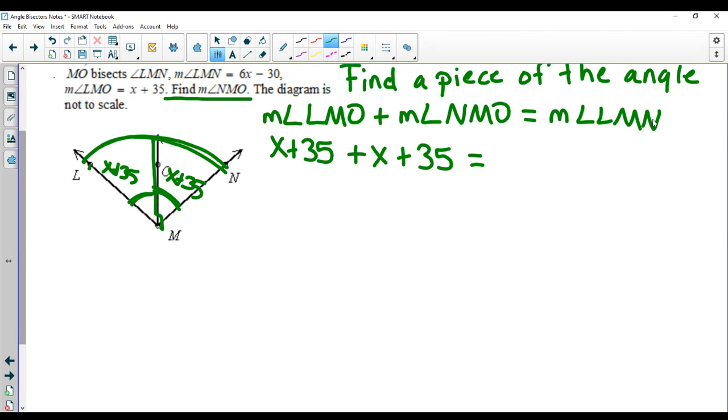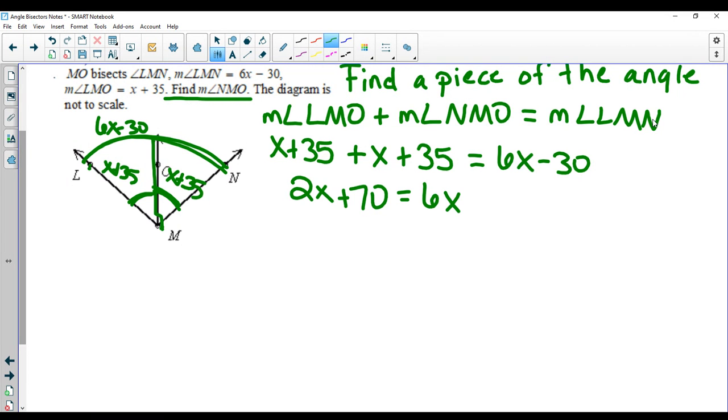LMN. Sorry, just realized I wrote that down wrong. Okay, LMN is 6x minus 30. Alright, we need to combine like terms. We got 2 x's plus 70 equals 6x subtract 30.